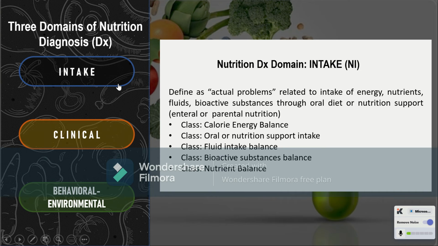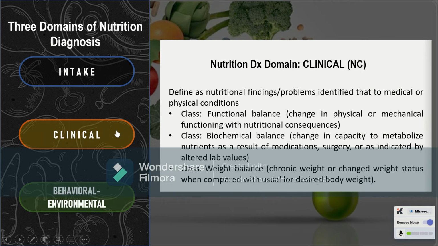Of course, kapag meron tayong insufficient intake ng vitamin A, C, D, E, K, pwede silang mag-cause ng vitamin deficiency na katulad ng mga na-discuss na nung last reporters. So, next naman is yung clinical domain. The clinical domain is defined as nutritional findings or problems that are identified that relate to medical or physical conditions. The first class there is the functional.